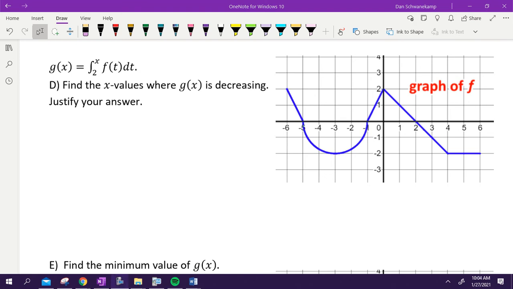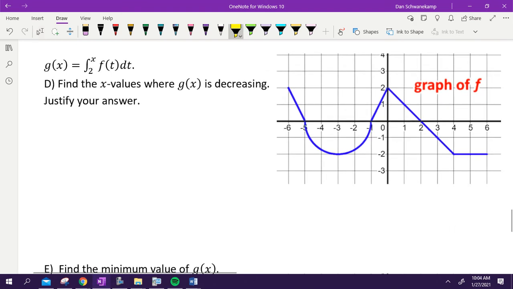Let's look. We are trying to figure out when g is decreasing. This is a graph of f. They told me f, but they're asking about g. So what's the first thing I need to do? Link them. F equals g prime. Write it on your graph, but also right here, just write f equals g prime.